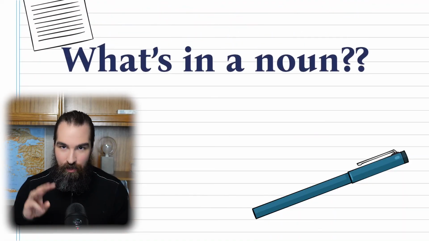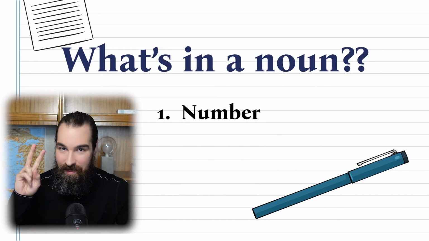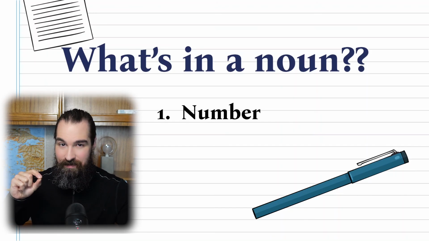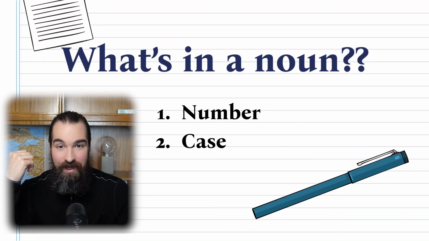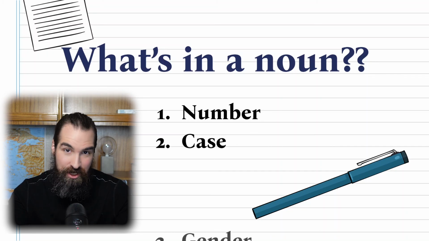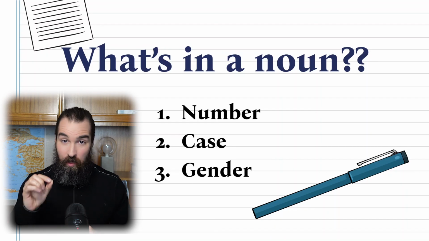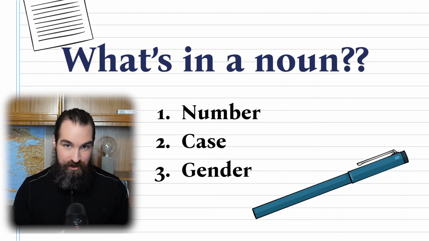So, quick review. Let's answer our question. What is in a noun? What's in a noun? 3 things. Tree, trees, dog, dogs. Number. And then, Tom walks Sally's dog. Different functions mean different cases. And then finally, what did we just talk about? Masculine, feminine, neuter, gender. All of these 3 things, when we look at a word in Greek, we can tell its number, its case, and its gender.